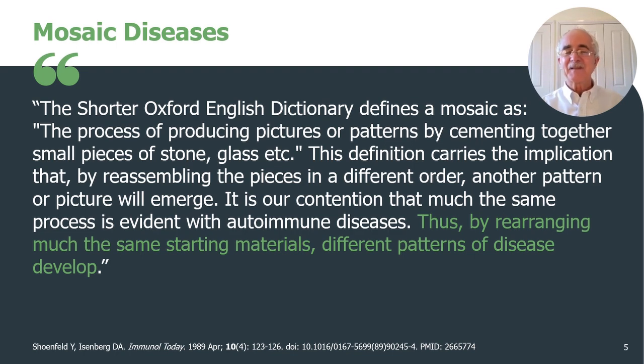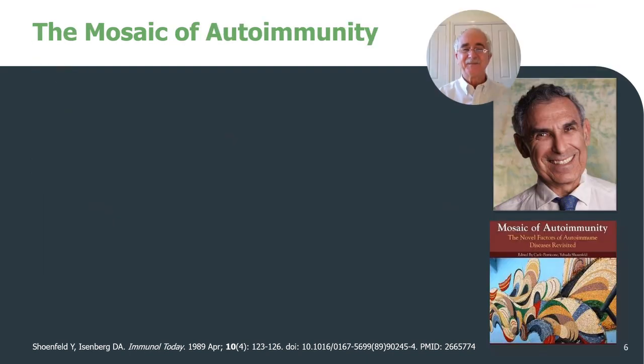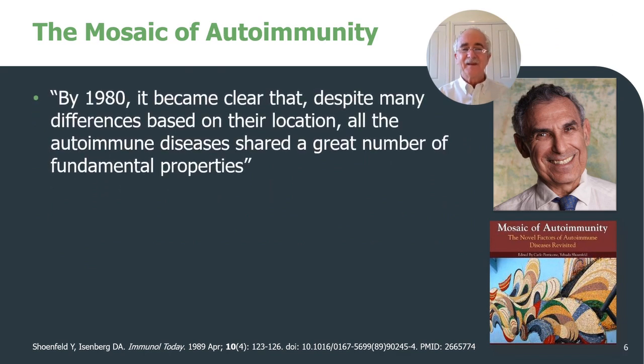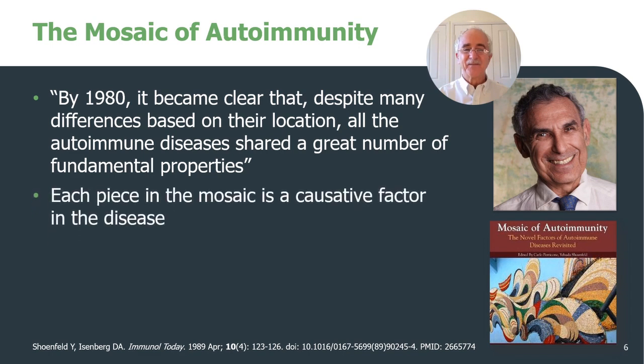So there's this commonality of factors through autoimmune disease. There's many of them. They come together in a mosaic, but for each individual it's different, and you may end up with a different disease label. And he goes on to say that by 1980 it became clear that despite many differences based on their location, all the autoimmune diseases shared a great number of fundamental properties.